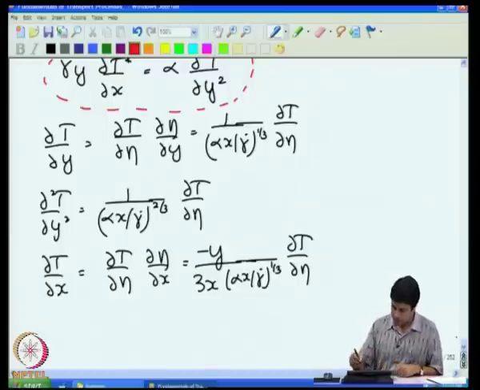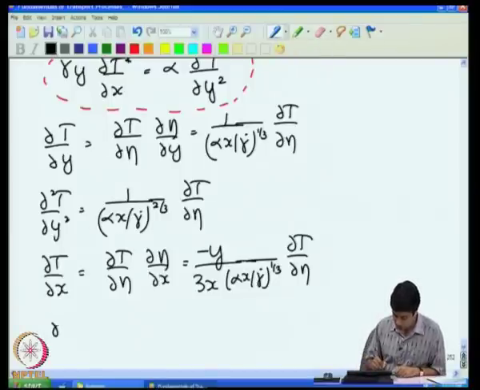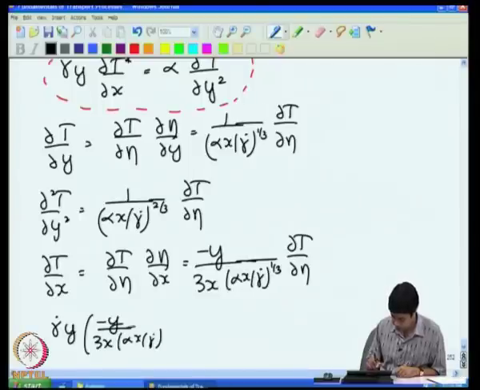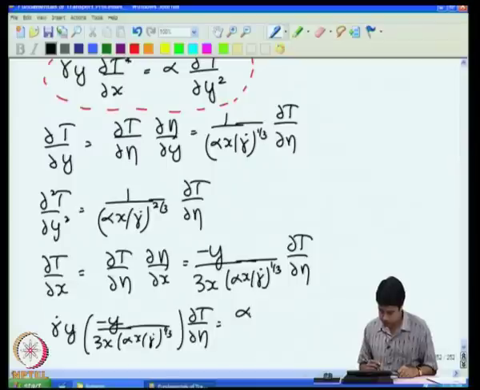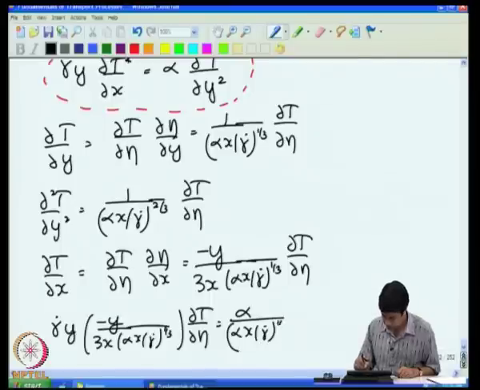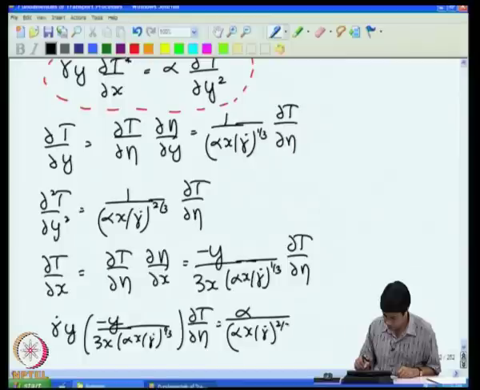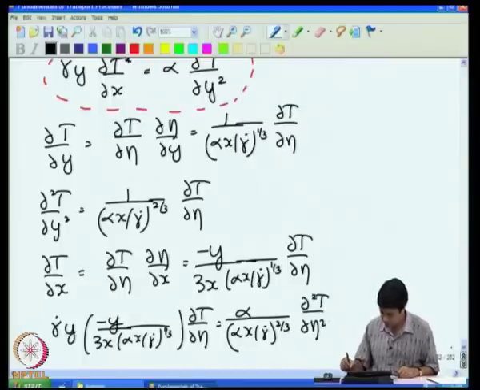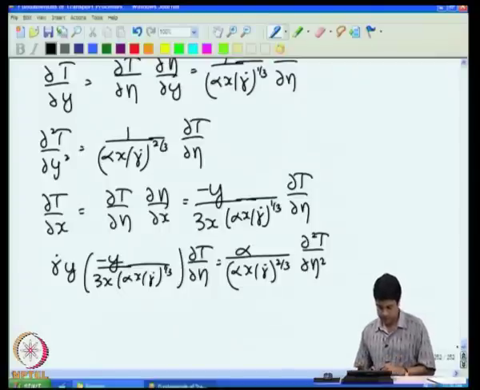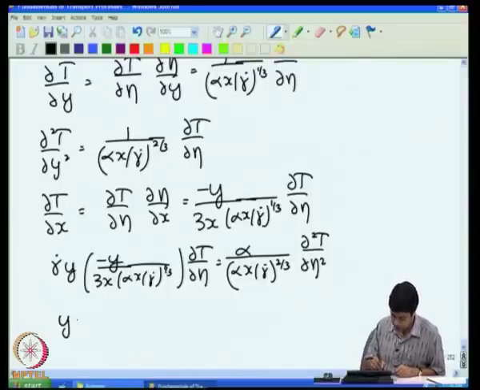Okay. So, what do you get when you substitute this? You get gamma dot y into minus y by 3 x, alpha x by gamma dot power 1/3, dT by d eta is equal to alpha into, divided by alpha x by gamma dot power 2/3, d square T by d eta square. Okay. So, I can simplify this a little bit by using the simplification y is equal to eta into alpha x by gamma dot power 1/3.